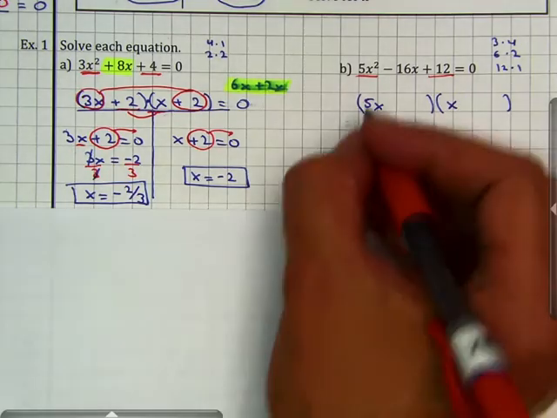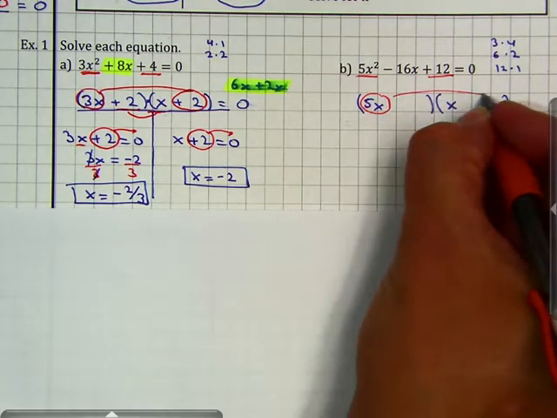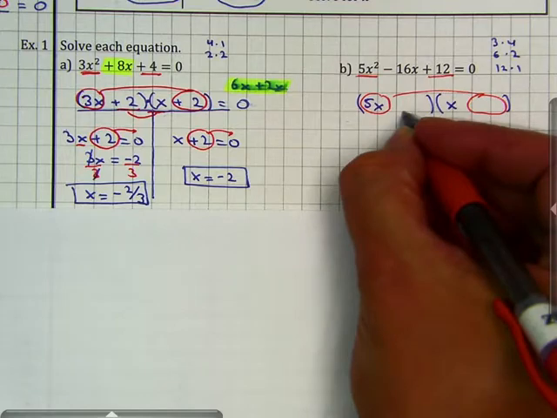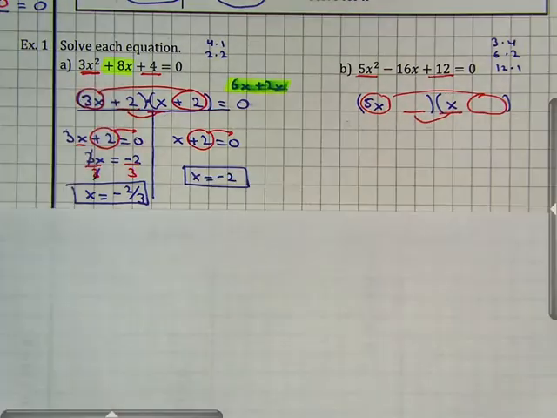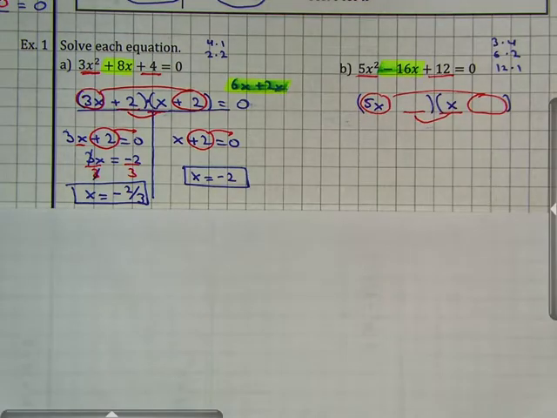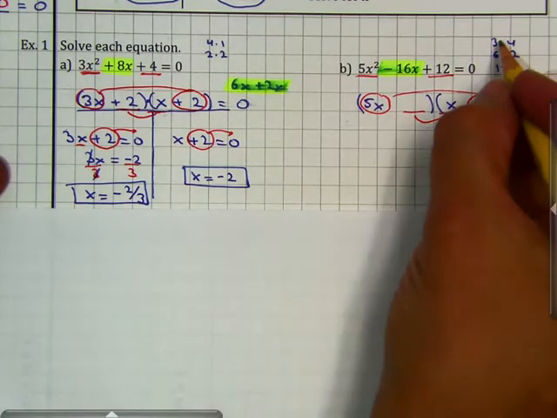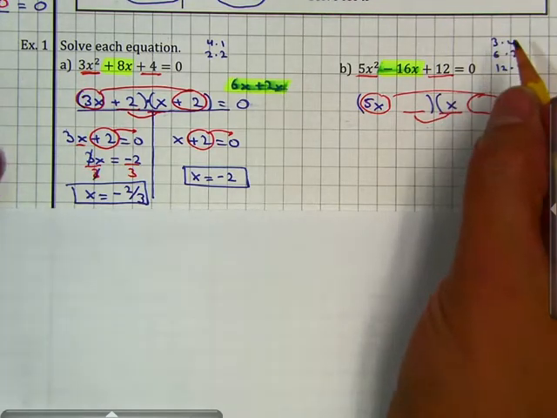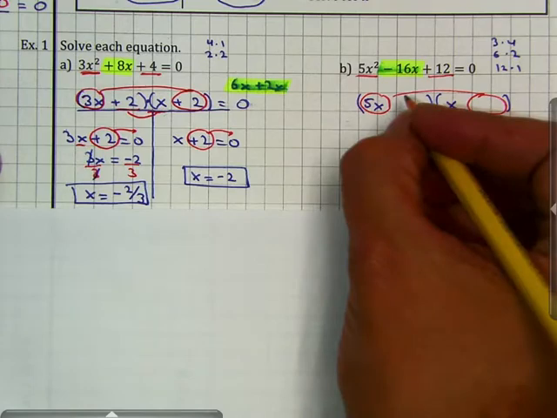When I multiply my outside numbers and I multiply my inside numbers, it should add up to a negative 16. So which one do you want to use? And at this point, it should be a little easier to see which one to use. So let's try 3 and 4. Is that going to work out? There's only one way to find out.